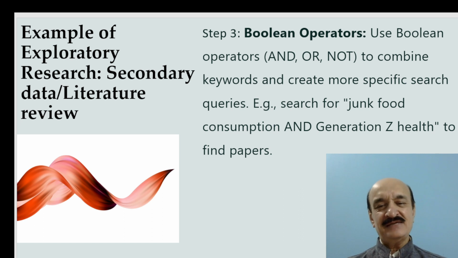Then there is step three, which is called Boolean operators. So you can use and, or, not to combine keywords and create more specific queries. So this further enhances the scope of search. So for example, you can search for junk food consumption and Generation Z health to find more research papers related to the topic.